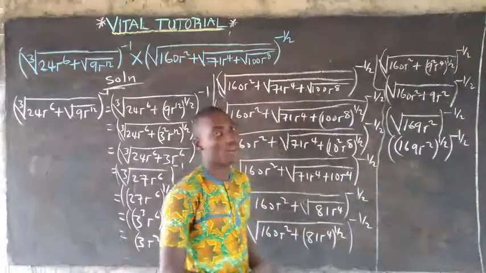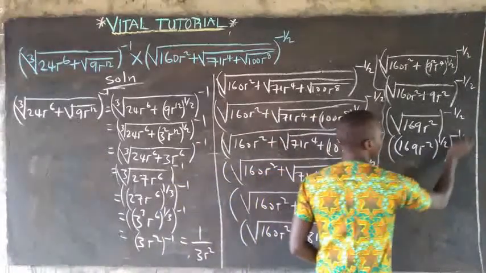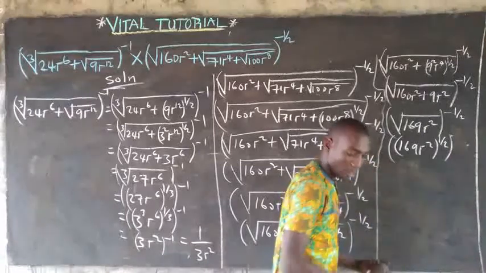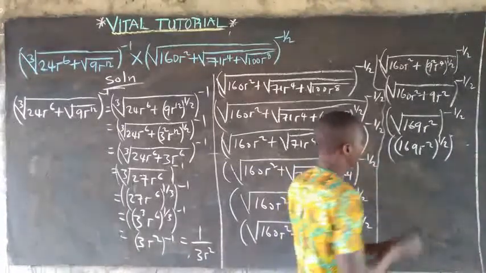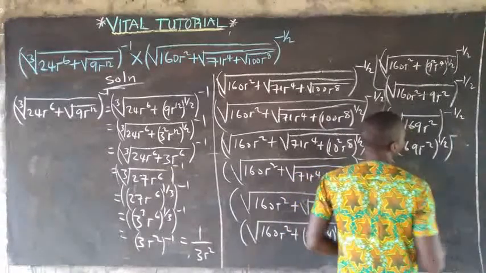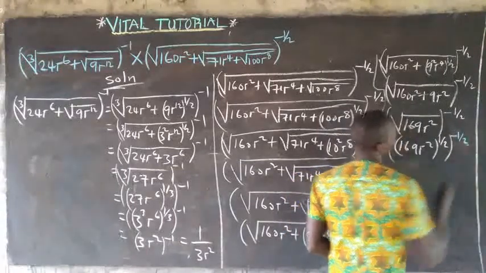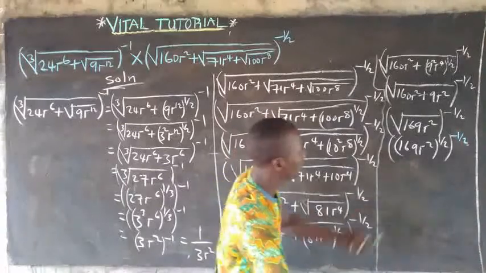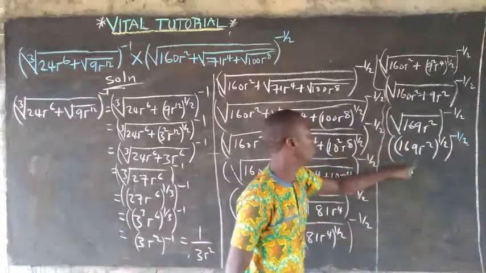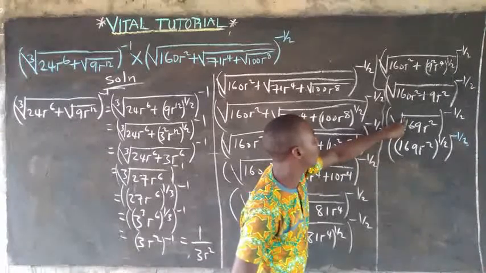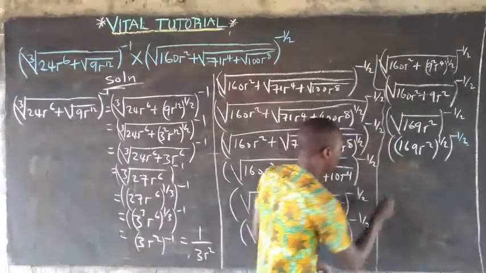I hope you are not confused. For you not to be confused, let me use another color chalk for this part. Minus 1 to the power of 2. So I should note that this is 169 r to the power of 2. This, because of the square root, is how we know it.